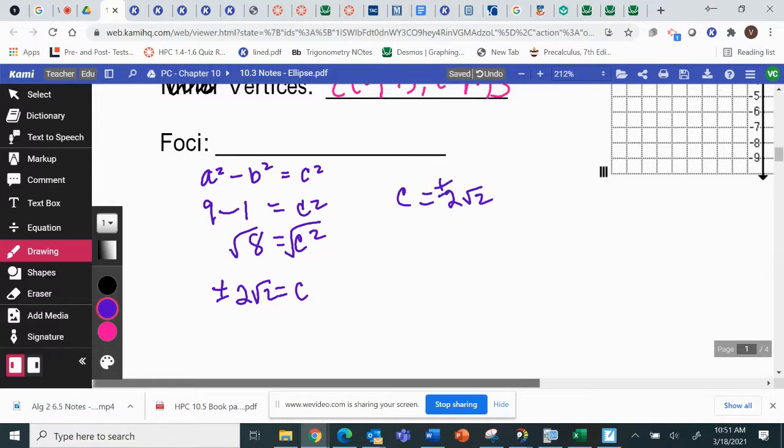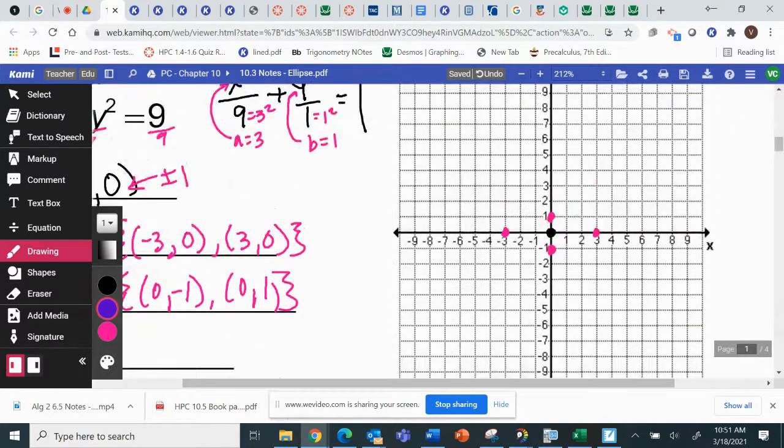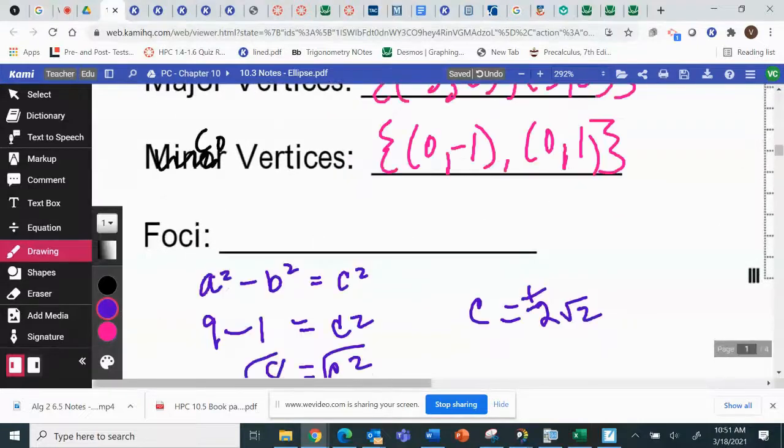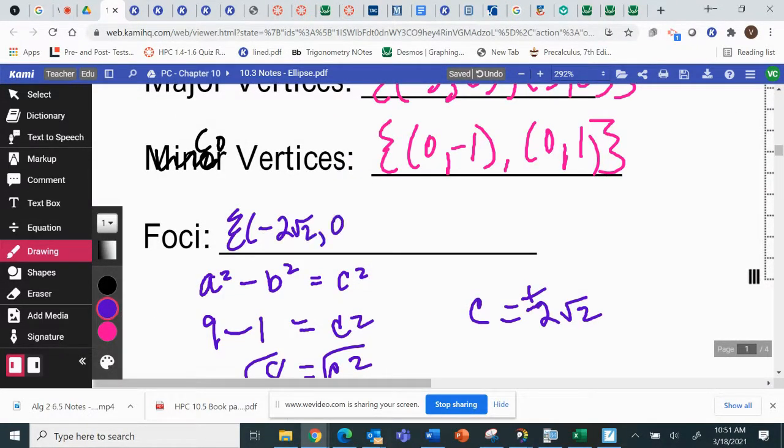Now the foci, they go on the graph in the same direction, on the same axis that is major. So they only go on the major axis. They go in the same direction as the longer one. So what we have to do is start at our center again and add and subtract 2 radical 2 to the x value for this one. It would be y if it was longer the other way. So my foci points will be -2 square root 2 comma 0 and +2 square root 2 comma 0.